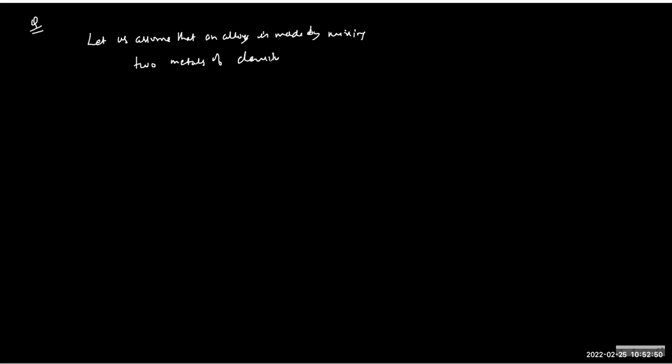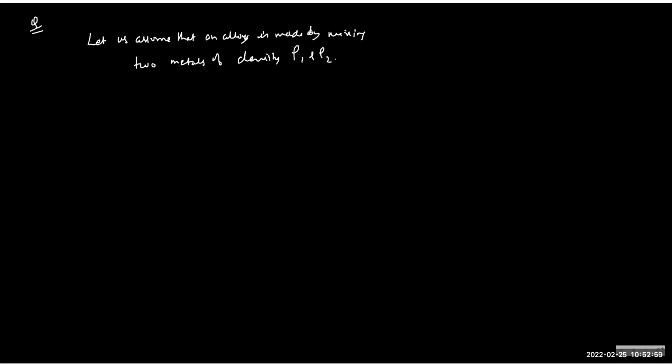So let's say if we have an object of mass M, and let's say some question. I'm trying to create a question. So let us assume that an alloy is made by mixing two metals of density rho 1 and rho 2.